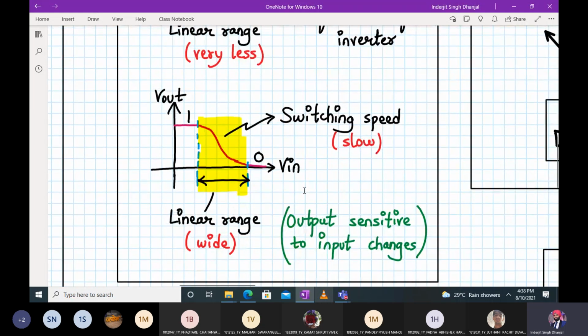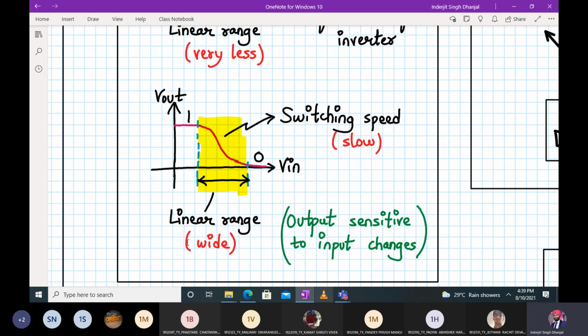Okay, some inverters do exhibit this kind of characteristics, correct? So let's say from logic 1 to logic 0 we go, it takes more time to switch from logic 1 to logic 0. So we can say that the switching speed is slow. But at the same time, what is happening? The linear range is wide. Now, what do you mean by linear range wide? The output is sensitive to the input changes.